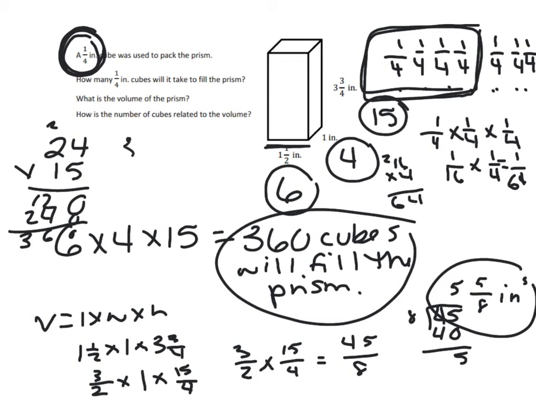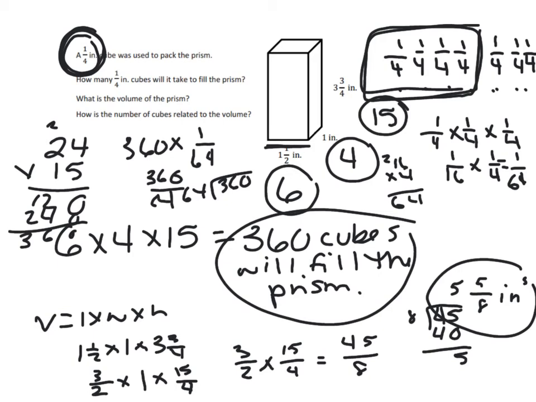So if we take our 360 and we multiply it by our 1/64, what do you think the answer is going to be? If you said 5 5/8, you're right. So we have 360 over 64. I'm running out of room here. Squeeze it in here. 360 divided by 64.